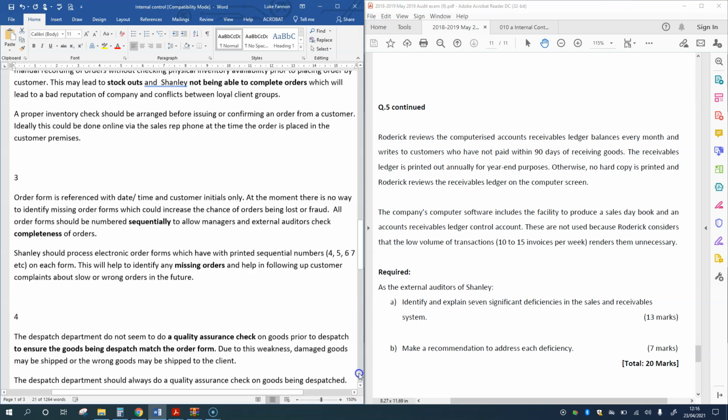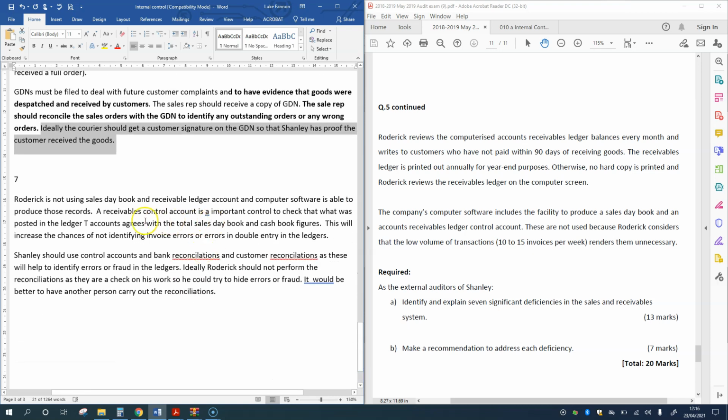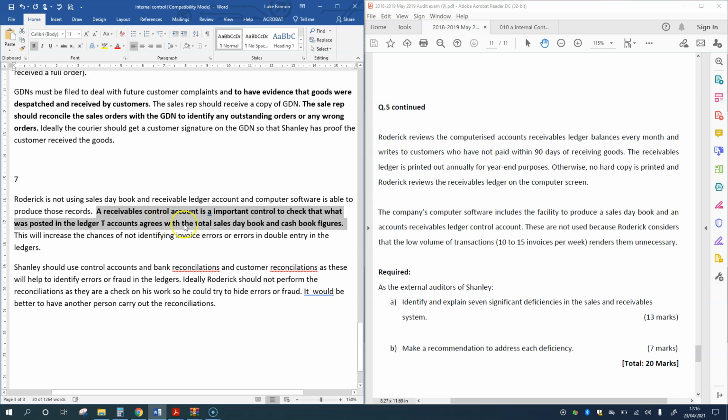So I'll just show you what I've written here. So that's the bit really I've added. A control account is an important control to check that what was posted in the ledger account agrees with the total sales daybook and cash book figures. So the control account is populated from the daybooks, the total cash received from receivables, the total sales made. Your total sales less your cash received should give you the total outstanding receivables. So you'll have to adjust for discounts and returns, but you'll have them in the returns daybook.